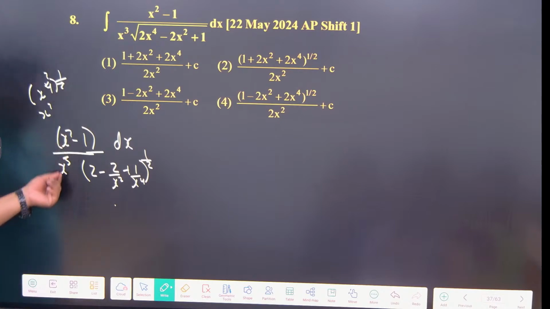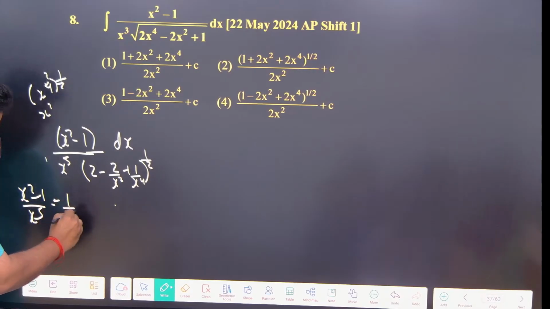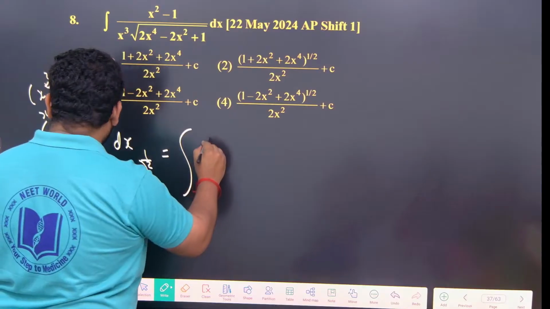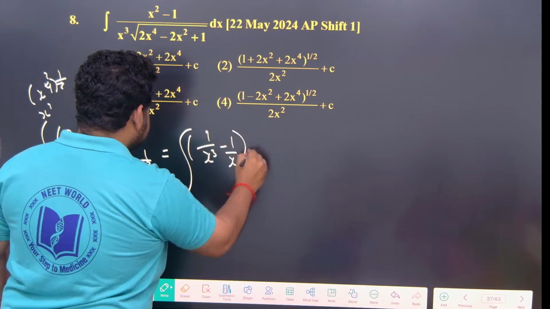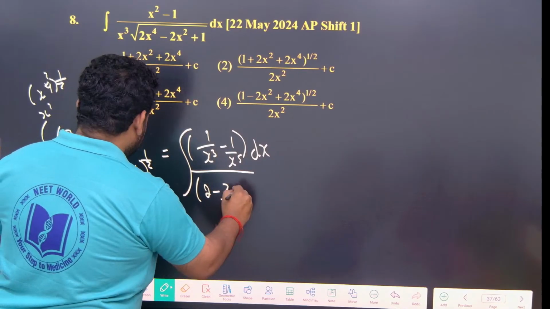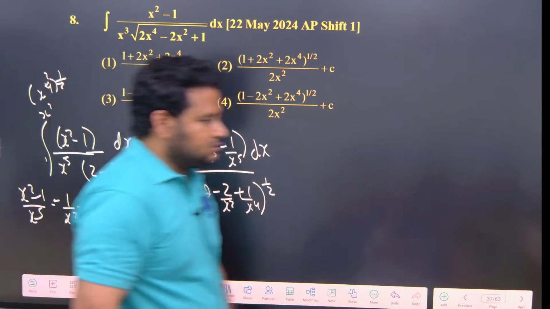Now, we will take this to the numerator, that is, the numerator x square minus 1, we will separate and divide. X square minus 1 by x power 5, if I separate and divide it, I will get 1 by x cube minus 1 by x power 5. So this integral will become numerator 1 by x cube minus 1 by x power 5 dx, divided by 2 minus 2 by x square plus 1 by x power 4, to the power of 1 by 2.